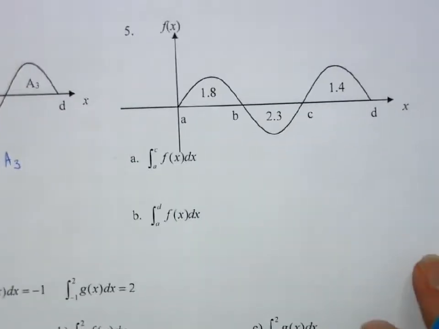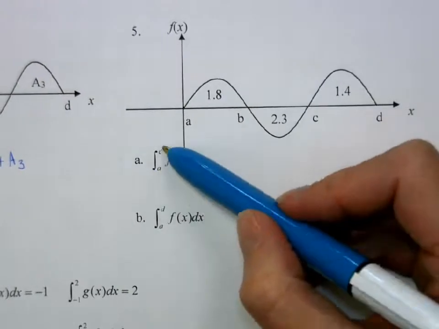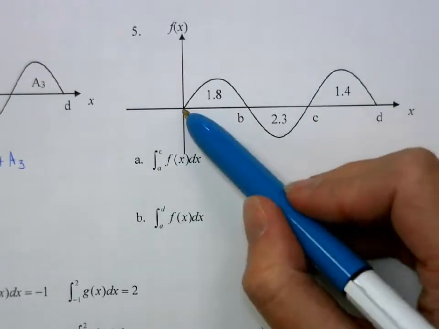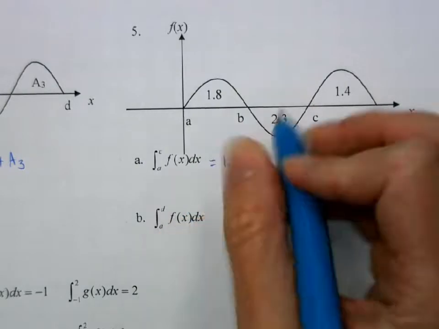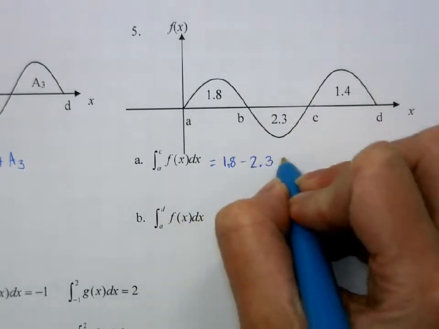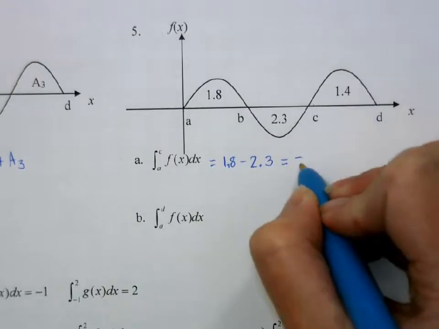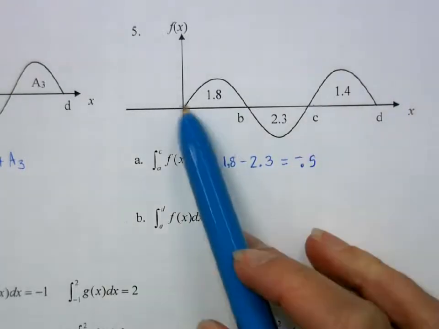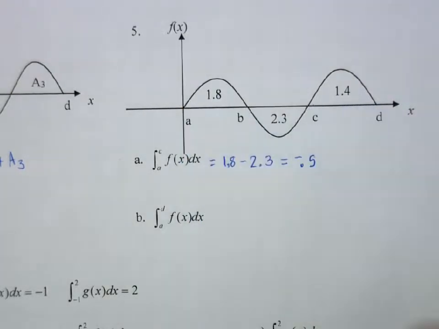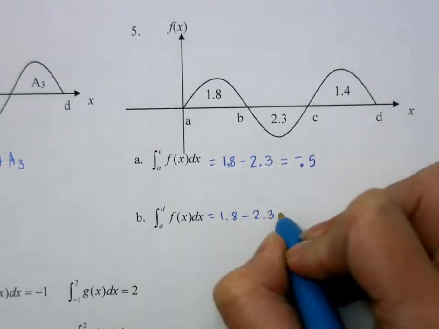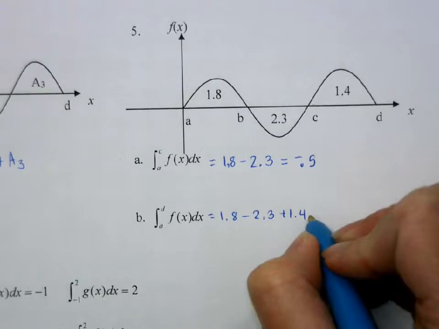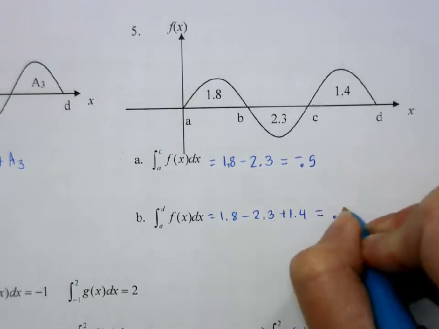This one we have some numbers, so pay attention to our bounds. We're going from a to c. So that's going to be 1.8 minus 2.3, which is negative 0.5. If I go all the way from a to d, that's going to be 1.8 minus 2.3 plus 1.4, which is 0.9.